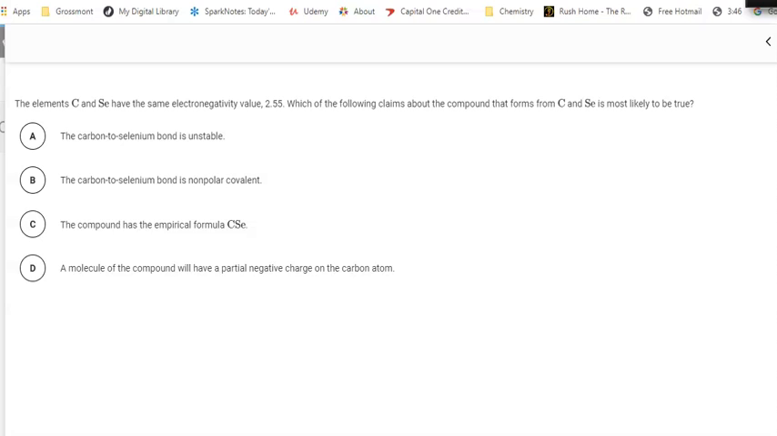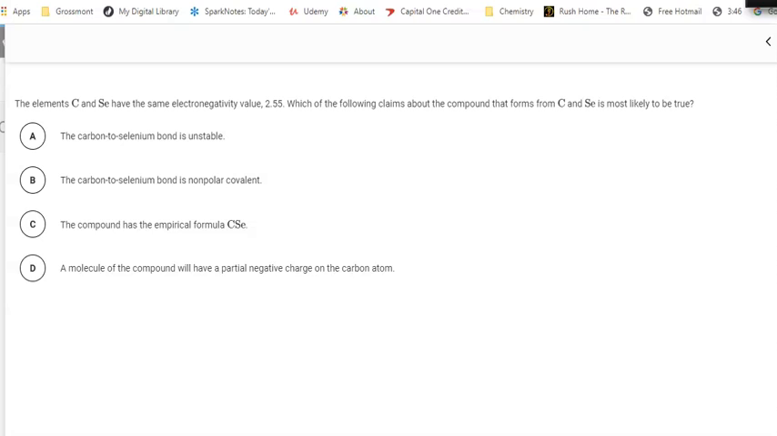Carbon to selenium bond is unstable. That's not true necessarily. No. Carbon to selenium bond is nonpolar covalent. That seems to be true if they have the same electronegativities. The compound has an empirical formula CSe. You don't know that. You can't tell anything about empirical formula from this information. It could be true, but we don't know that.